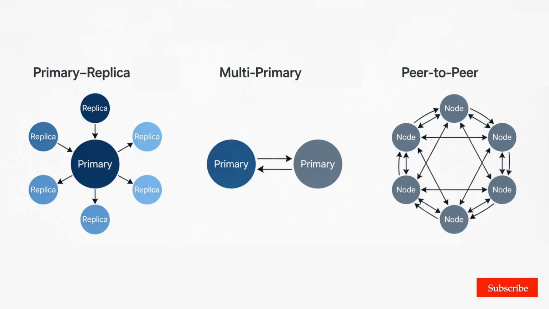The most common architecture is primary-replica, where one database handles writes while replicas mainly handle reads. In multi-primary replication, multiple databases can both read and write data. Peer-to-peer replication allows every database node to function equally and synchronize changes across the network.